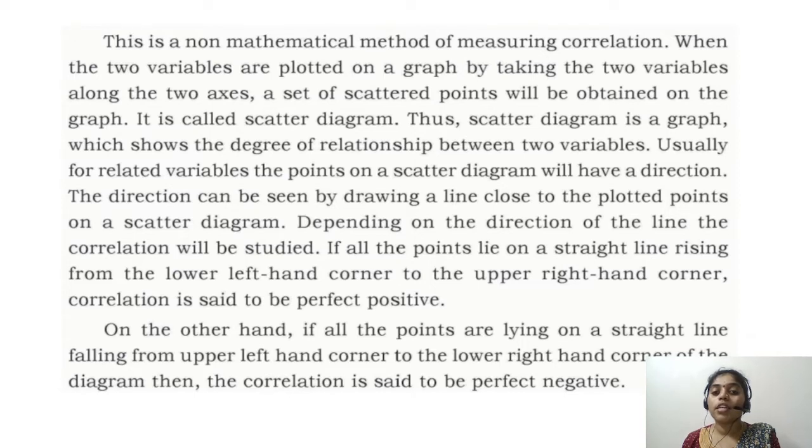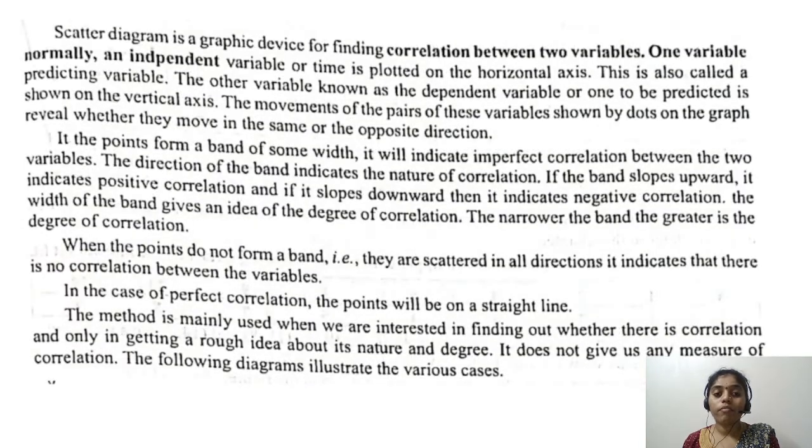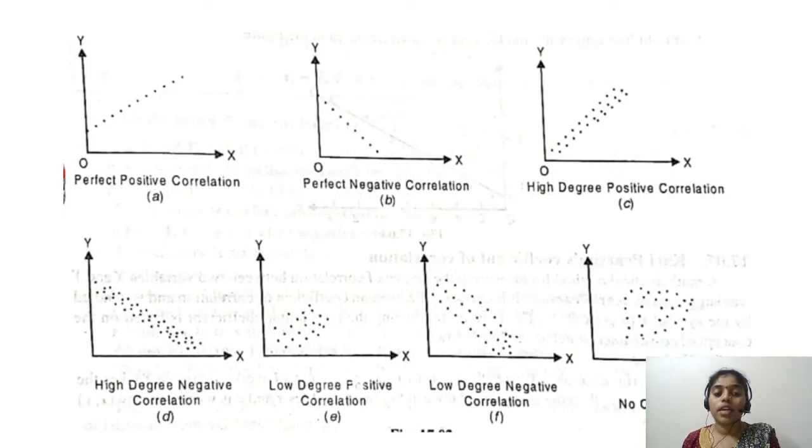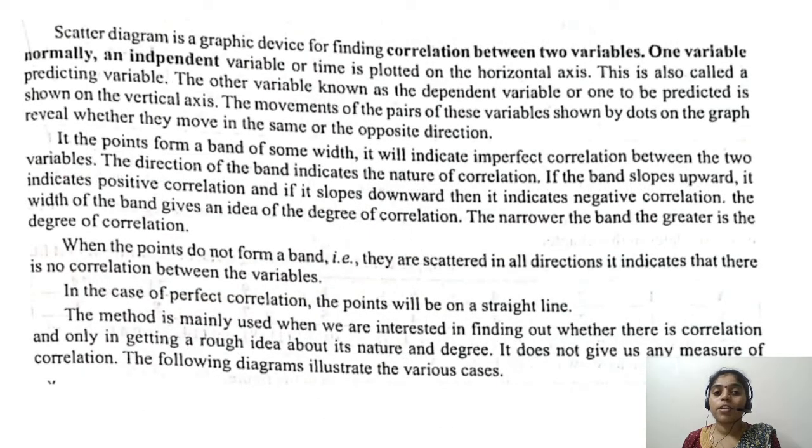The scatter diagram is a graph which shows the degree of relation between two variables. Usually these related variables are the points on the scatter diagram, which will have a direction. The direction can be seen by drawing a line close to the plotted points on a scatter diagram. Depending on the direction of the line, correlation will be studied. If I consider this diagram here, see these scatter points are running from the lower left side of the x-axis to the upper side. So the scatter diagram is a graphic device for finding the correlation between the two variables.